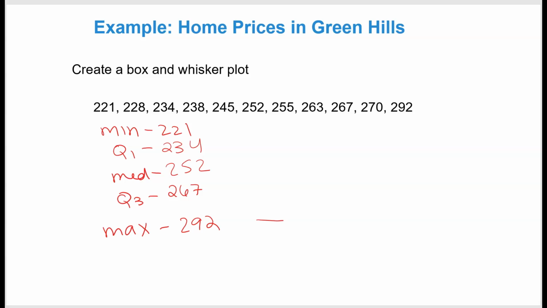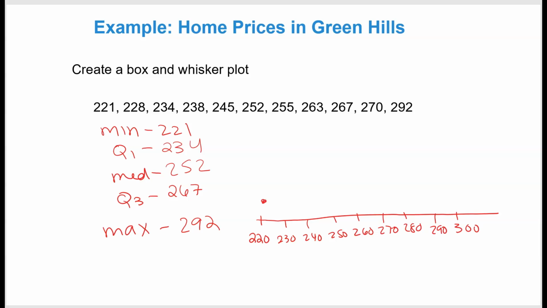So we create a line. This is really important. We want to make sure we're starting at 220, 230, 240. We want to keep a good scale, 250, 260, 270, 280, 290, 300. We put a dot for the min and the max, a line for the Q1, 234, 252, 290, 267. Make a box and draw out the whiskers.